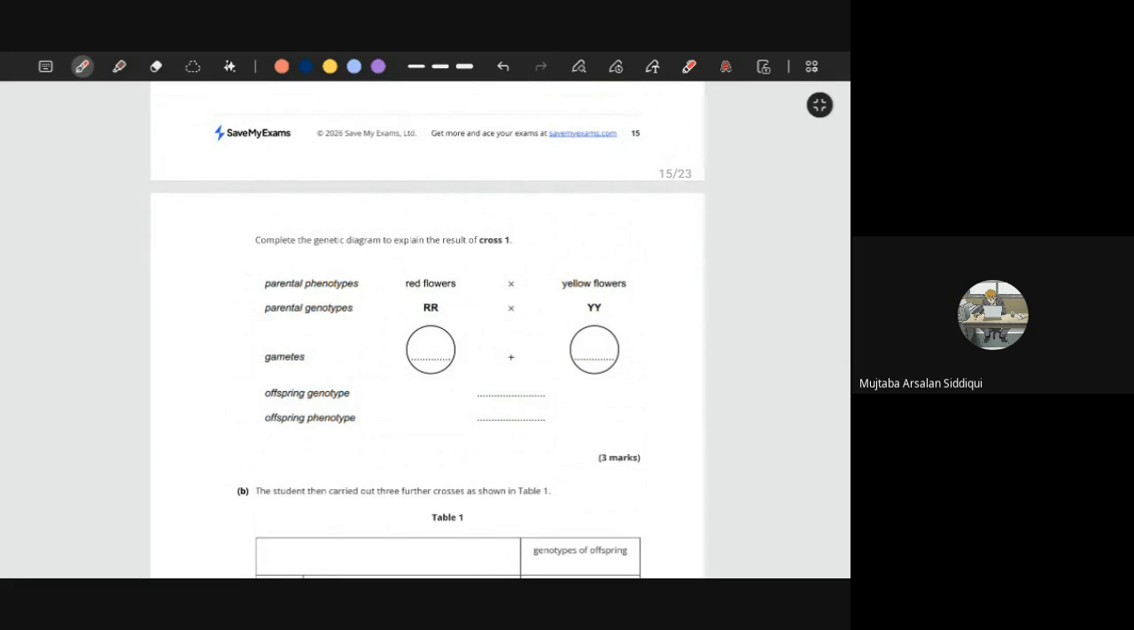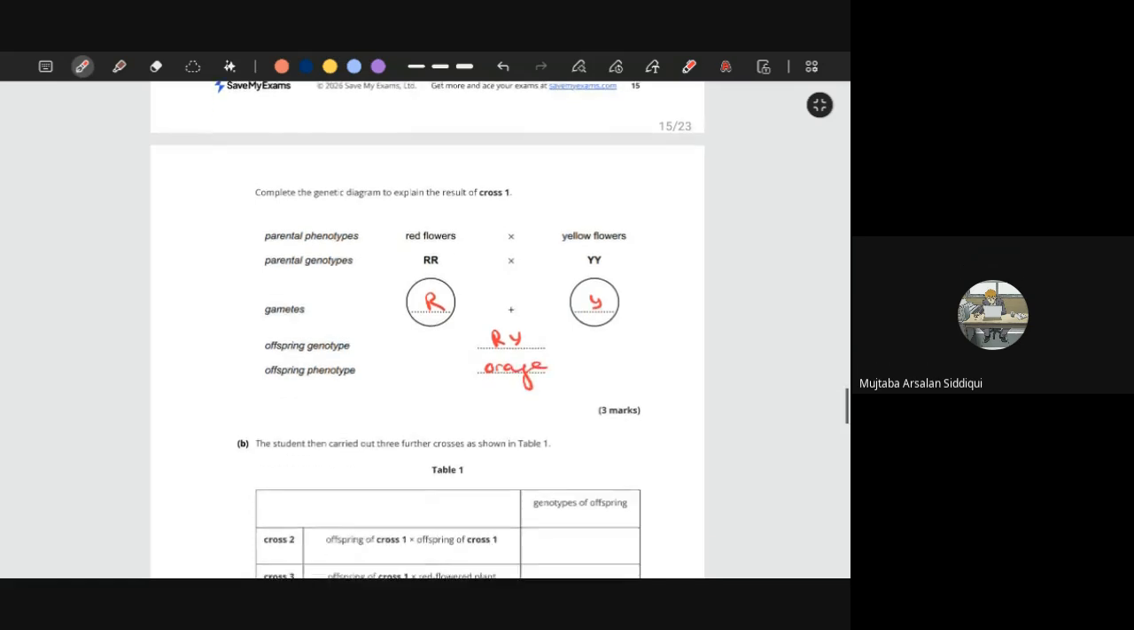So the gametes would be red and yellow. The offspring would be red, yellow. The offspring phenotype would be orange. Make sense? Does that make sense? Right? It is another example of codominance.